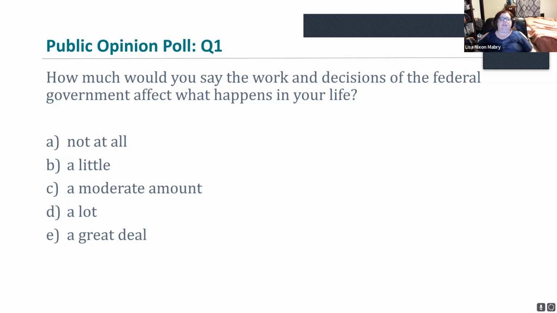Obviously we're not in a live class, so I can't actually ask you these, but I will summarize over them real quick. The first one is, how much would you say the work and decisions of the federal government affect what happens in your life? Not at all, a little, a moderate amount, a lot, or a great deal. I would hope that after we went over that day in the life of a university student, you would answer E, a great deal, because you can see how the government really touches so many aspects of your day that you're not even consciously aware of.